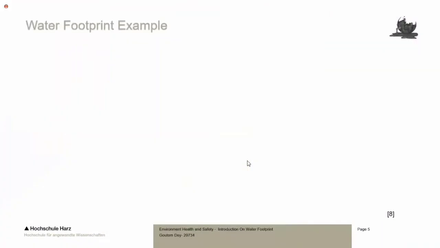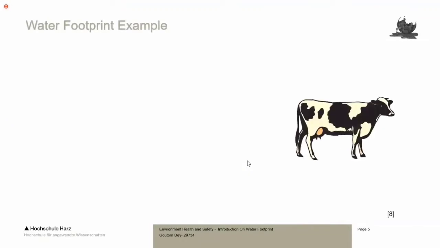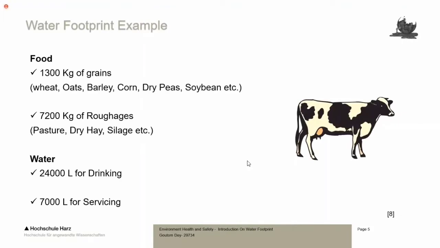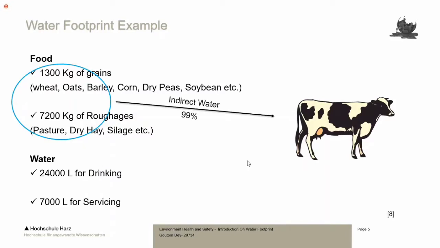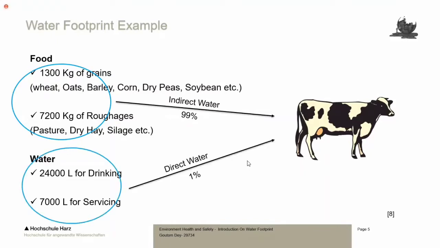To understand water footprint properly, I will provide an example of a cow. Now, to grow a cow, it needs food and water. As you can see, a cow needs grains and roughages for eating. Every grain and roughage item such as wheat, corn, pasture, they all need water to grow, which means they have their own water footprint. It should be noted that it is the indirect use of water, or it is called virtual water. Now, for raising a cow, water is also directly required, such as drinking and servicing.